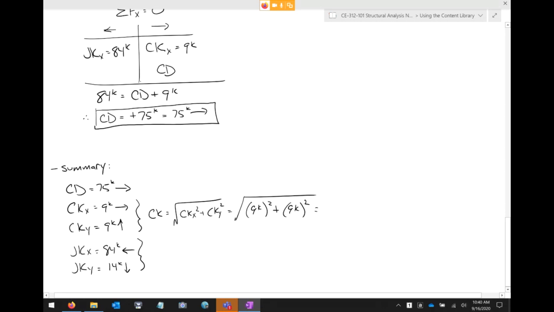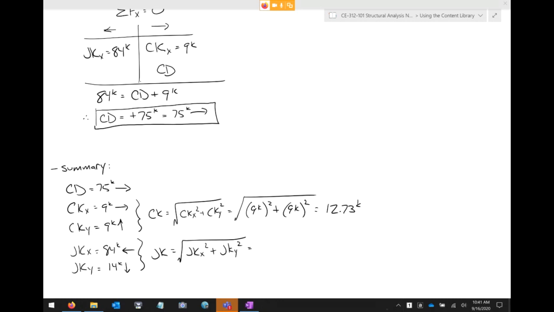And I think at this point, this should be pretty rote. I mean, the Pythagorean theorem, we've been doing this quite a bit. All right, so this is 12.73 kips. And then JK is JKx squared plus JKy squared.